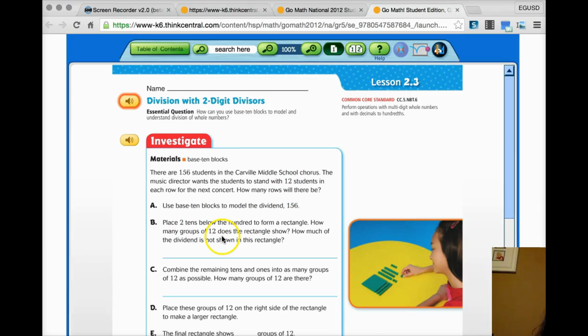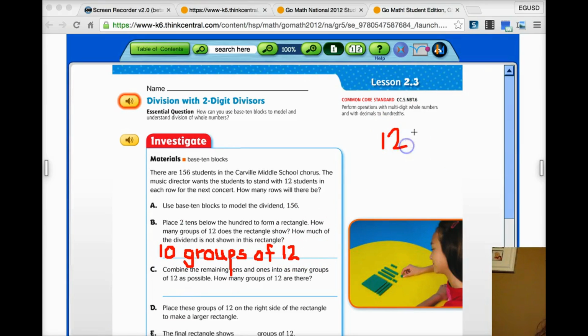How many groups of 12 does the rectangle show? How much of the dividend is not shown in this rectangle? So if I'm looking at this rectangle, I have 100 and 10, 20, right? I have 120. So I have 10 groups of 12, and 10 times 12 is 120, right? Whoa.